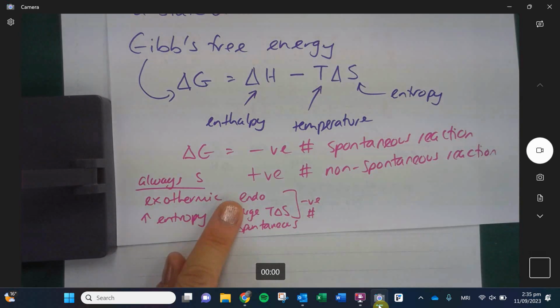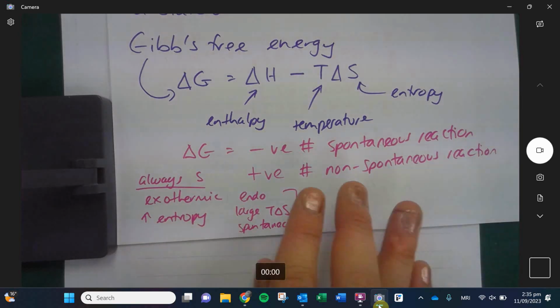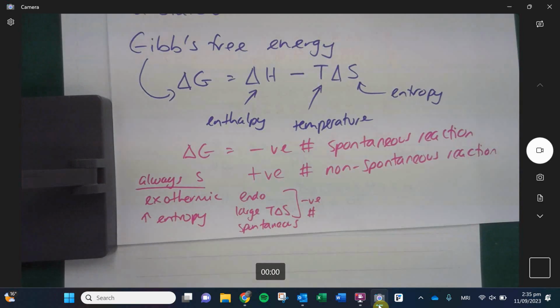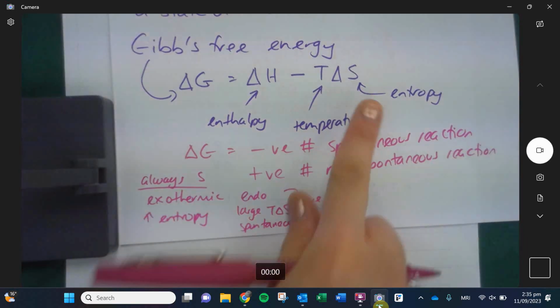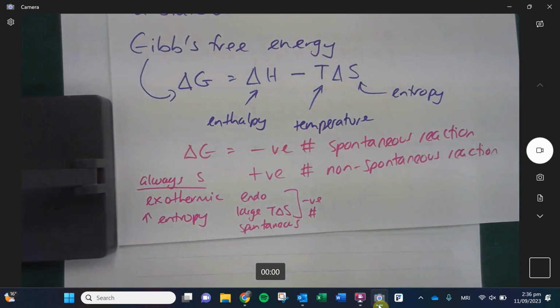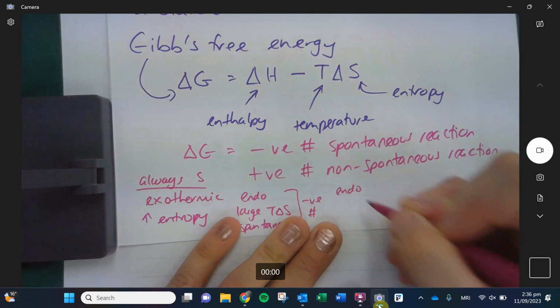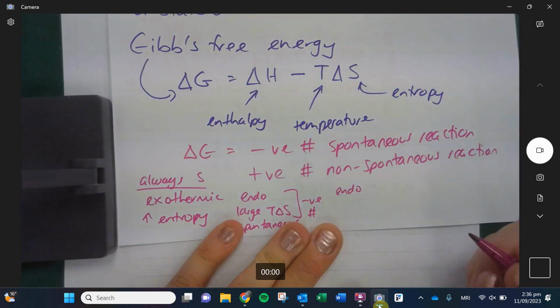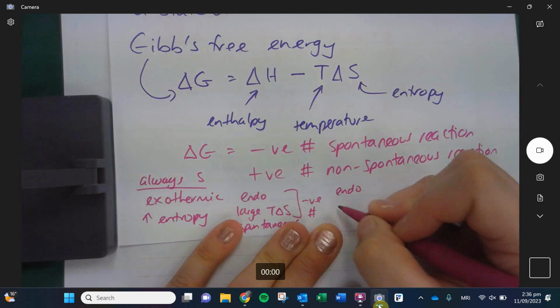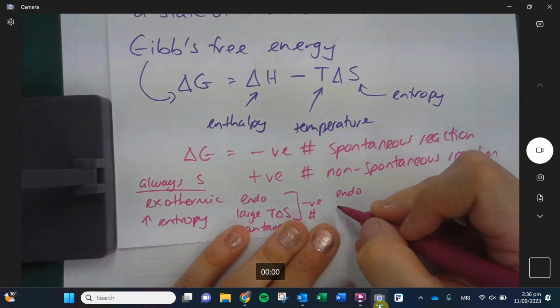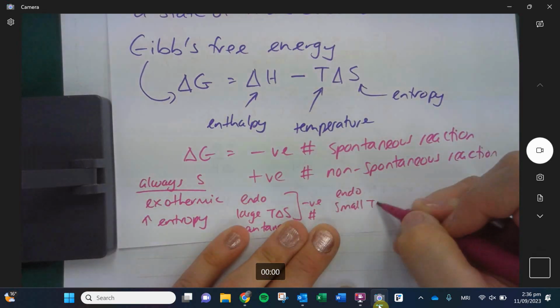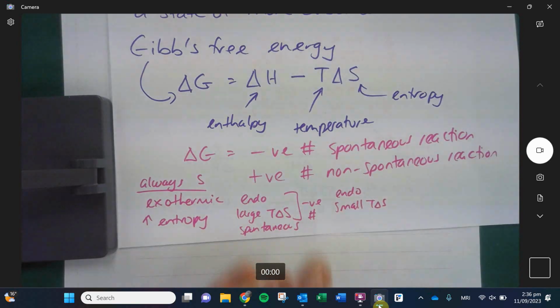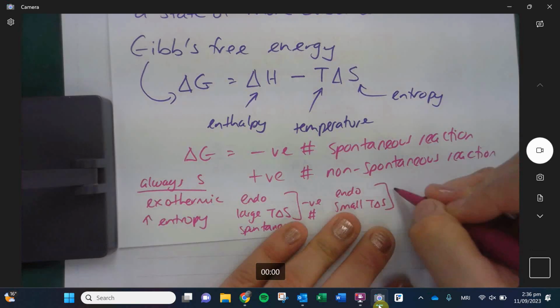If I have an endothermic reaction and my entropy is decreasing, I have more order, and a low temperature, I would have a positive number minus a small negative number, so I should end up with a positive number. So I have endo, and I have a small T delta S. This should then result in me getting a positive number. So that will be non-spontaneous.